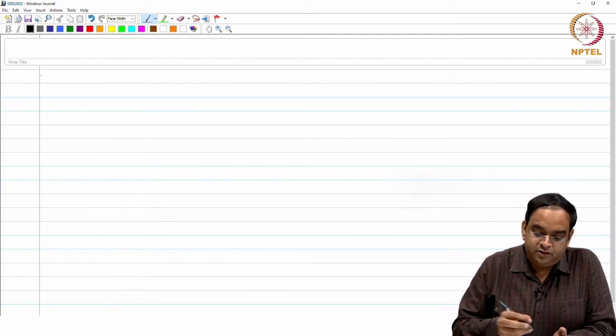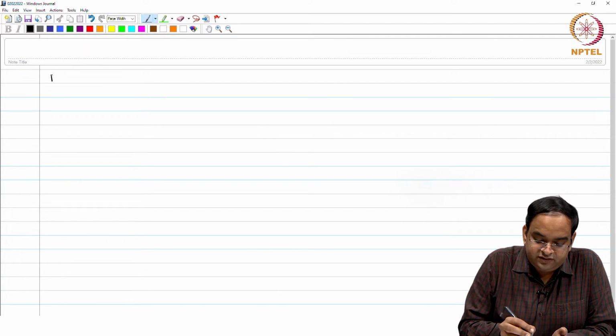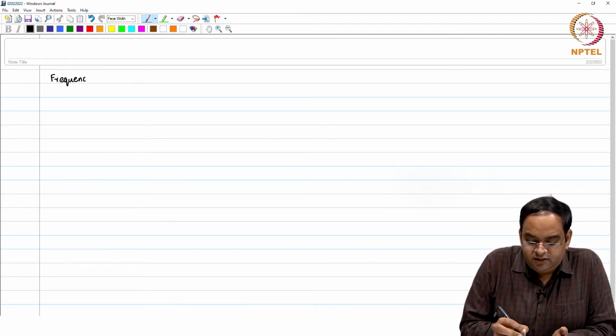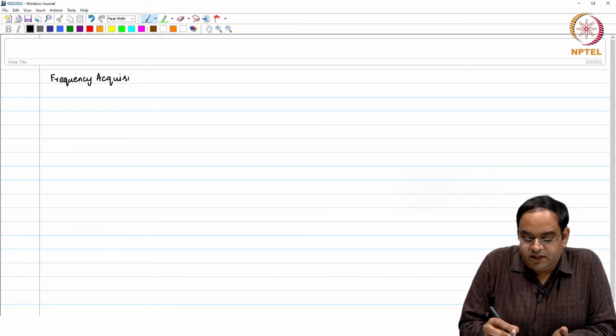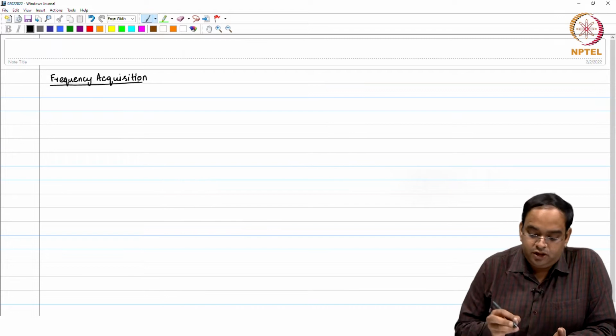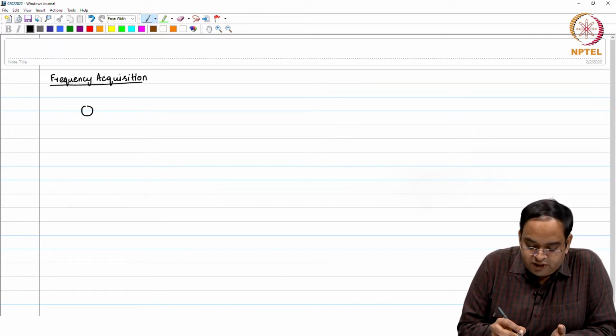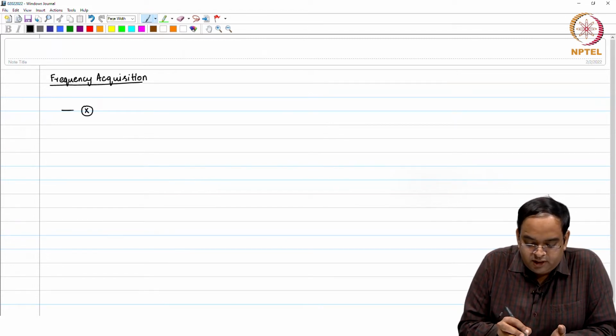In the previous session, we looked at frequency acquisition in PLLs, and we figured out that in type 1 PLL we could not acquire the frequency beyond a certain range. So, we introduced an integrator in the loop. I will show you the block diagram of the PLL which we discussed in the previous session.